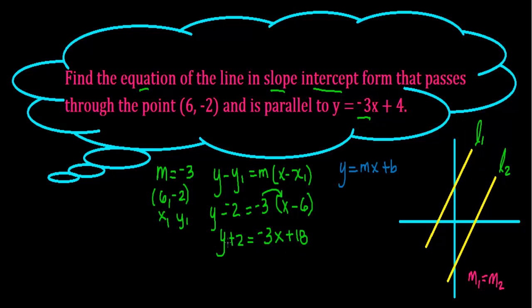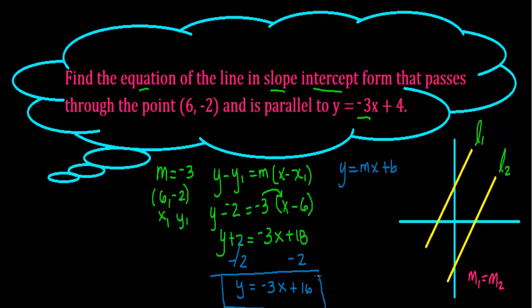So what I do is I isolate y, or I solve for y. In order to leave y alone on this side of the equation, I subtract 2 from each side. And there I have it. y is equal to negative 3x plus 16. And this is your final answer.